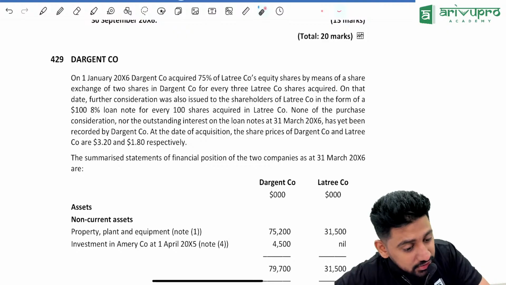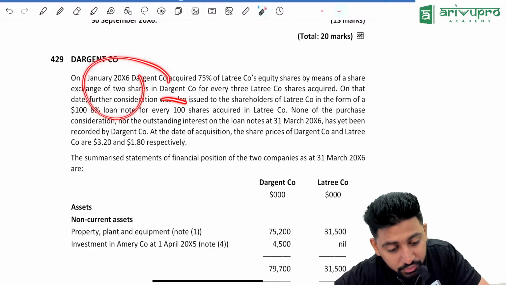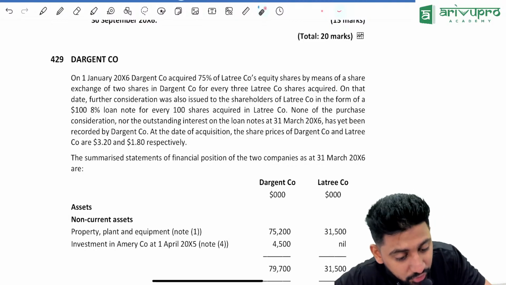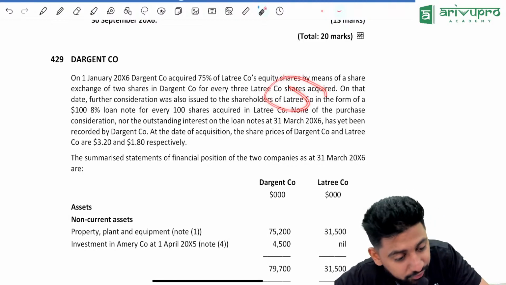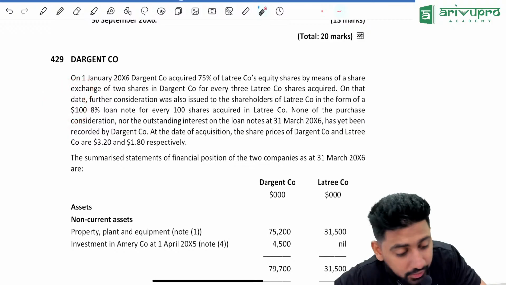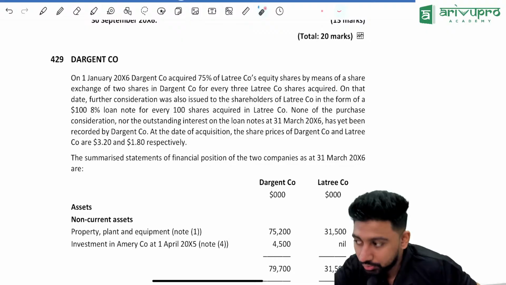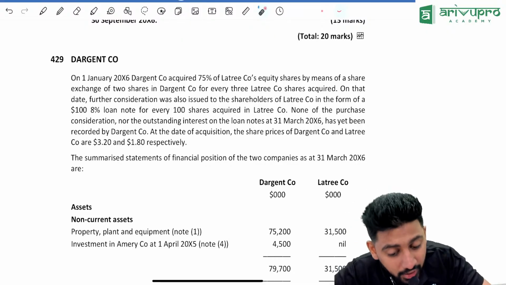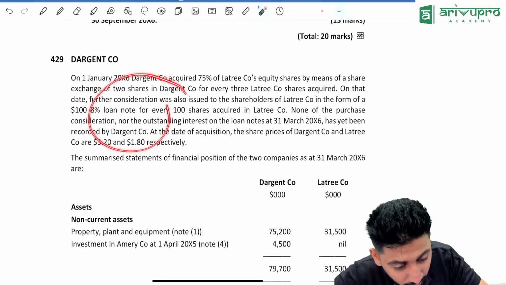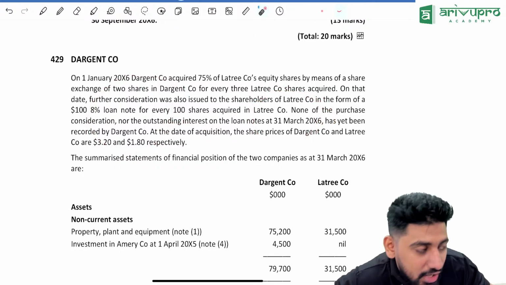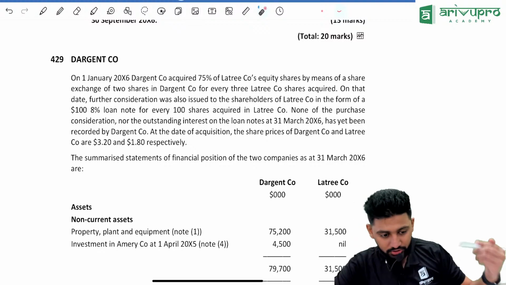There has been a share exchange of 2 shares in Dagenco for every 3 shares acquired. On that date, further consideration was also issued to the shareholders of Elco in the form of a $100 8% loan note for every 100 shares acquired in Elco. None of the purchase consideration nor the outstanding interest on the loan at 31st March 2016 has been recorded by Dagenco. Nothing is recorded, you are supposed to record it.